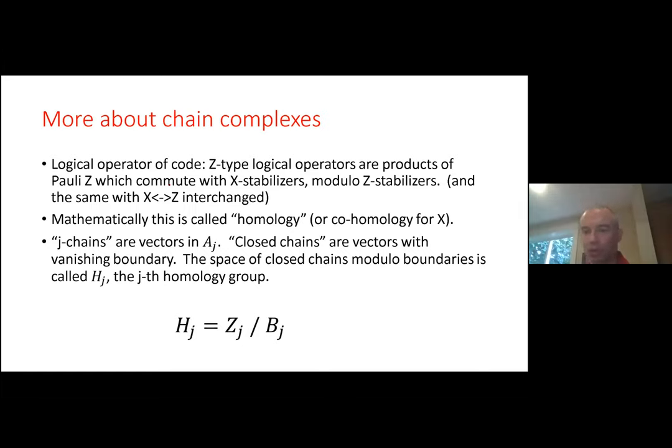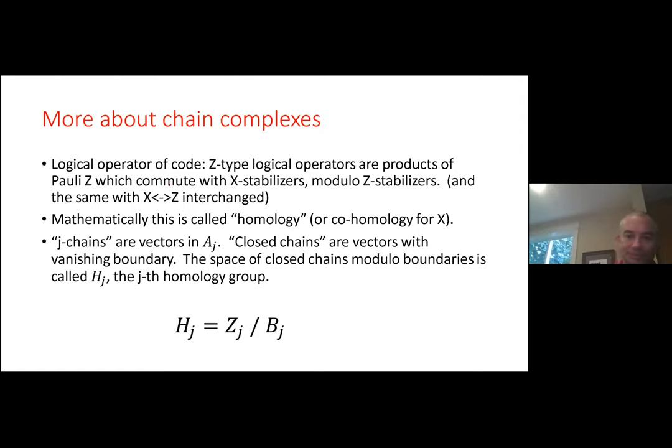A trivial Z-type logical operator is one that's just a product of the stabilizers that acts as the identity on the encoded qubits. A non-trivial one is something that's not just a product of Z stabilizers, even though it commutes with all the X stabilizers. Mathematically, this is well studied. There's an amazing parallel: things developed in math are just exactly what you need for coding theory. This is called the homology, or the cohomology, if you're talking about the X-type logical operators.